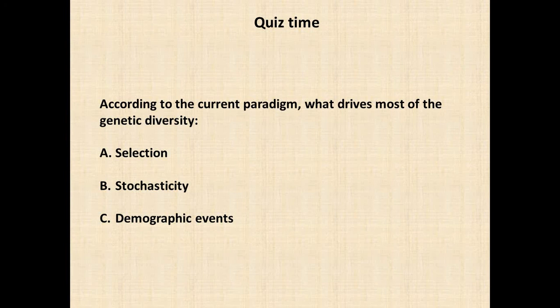So let's summarize, and to summarize, I propose you a small quiz. I ask you, and preferentially don't look at the video before, if you want to test yourself properly: according to the current paradigm, what drives most of the genetic diversity in nature? Is it selection, is it stochasticity, or is it demographic events?